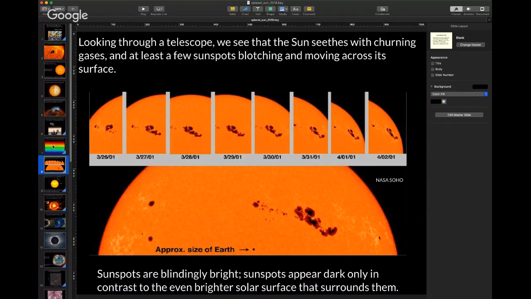They're much larger than the size of the Earth. They're also blindingly bright. They only look dark against the brighter surface of the sun, the hotter surface of the sun. So sunspots are a little bit cooler, and hence they look darker, but they're just a little bit cooler. They in themselves are quite bright.